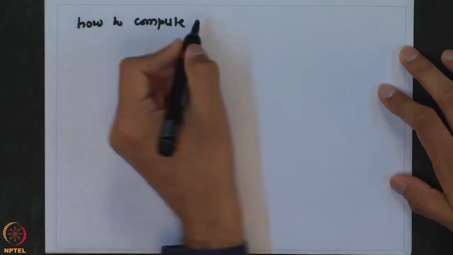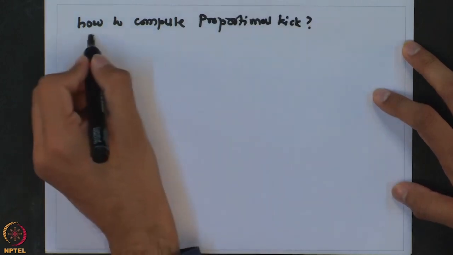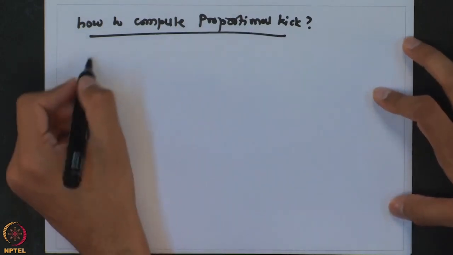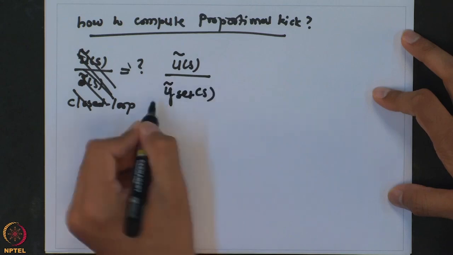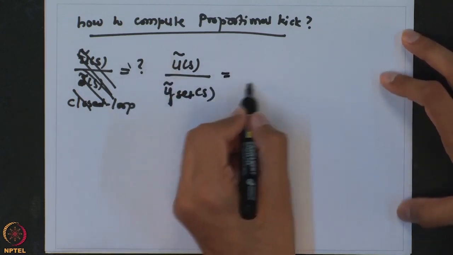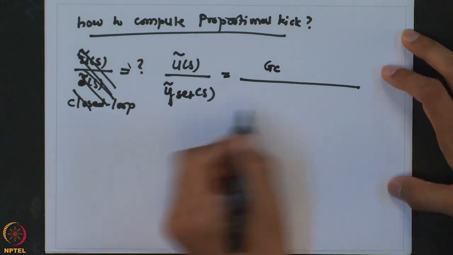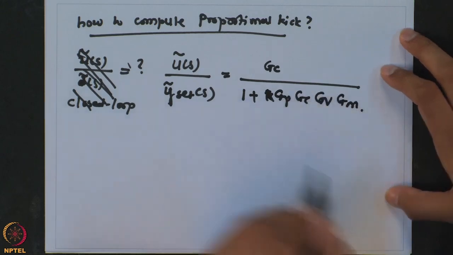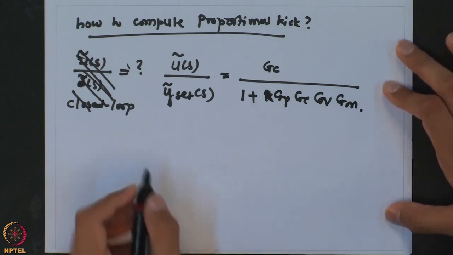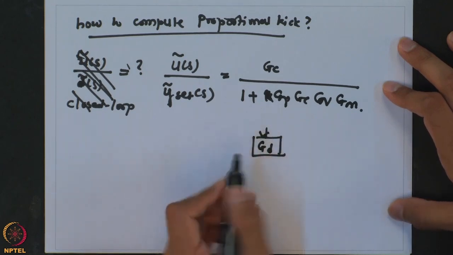Now let us quickly look at how to compute this proportional kick. For that, what we are interested in is finding out u over y set. So when we change the set point, how does the controller output change? And this can be derived as Gc over 1 plus Gp, Gc, Gv and Gm. So the easy way to obtain these transfer functions is if we look at the closed loop transfer function block diagram.